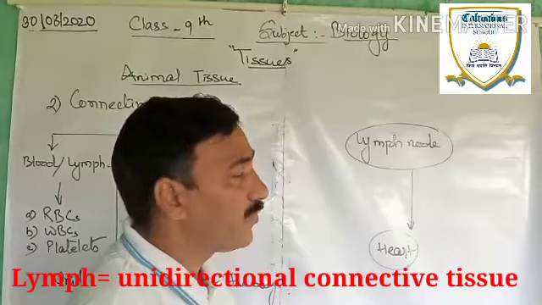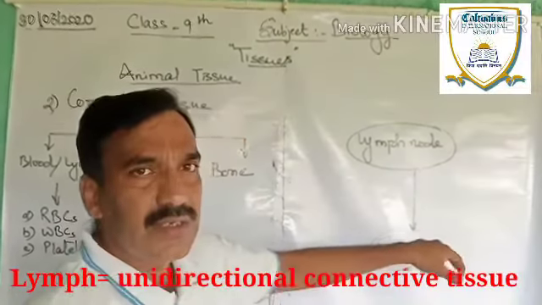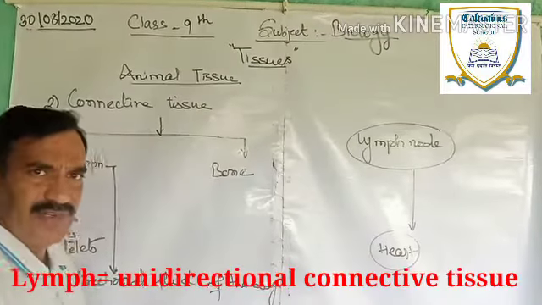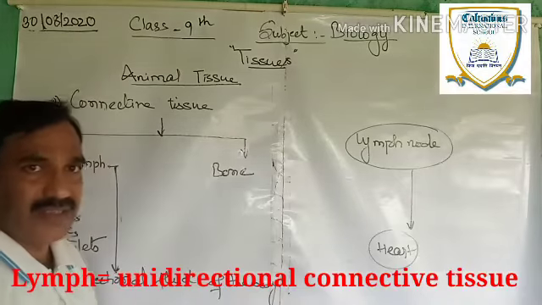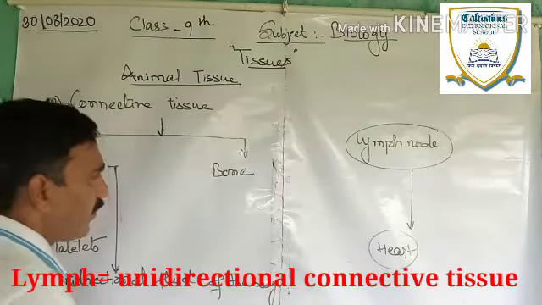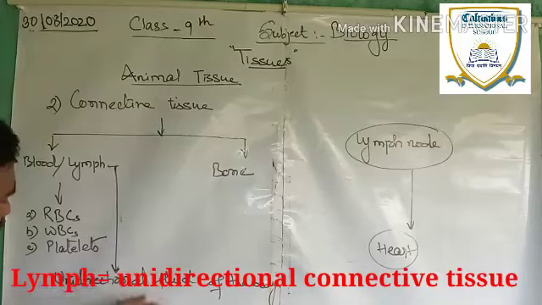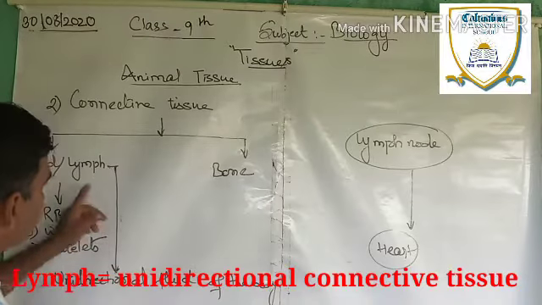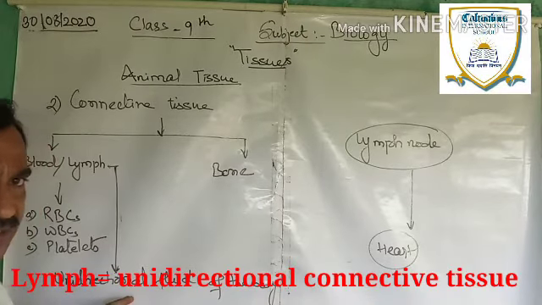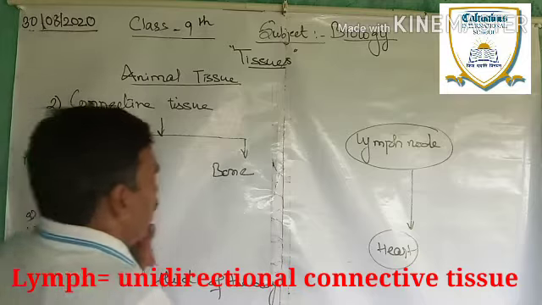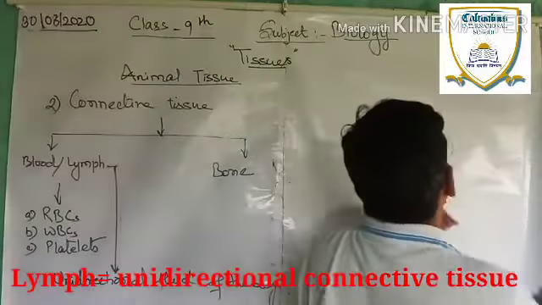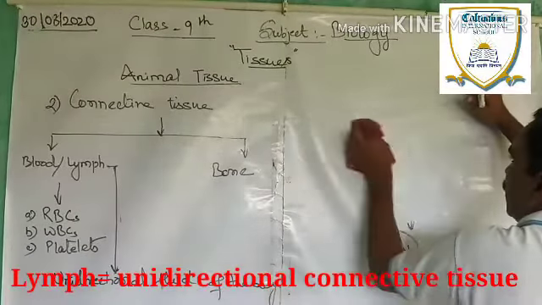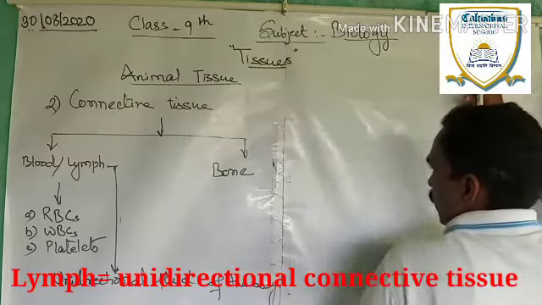Now where does lymph go? This lymph goes and mixes into the blood. However, this we will discuss later in your next year, that means in 10th class. Presently, be satisfied with the types of fluid connective tissue. Now, next is bone. The solid connective tissue, the bone.